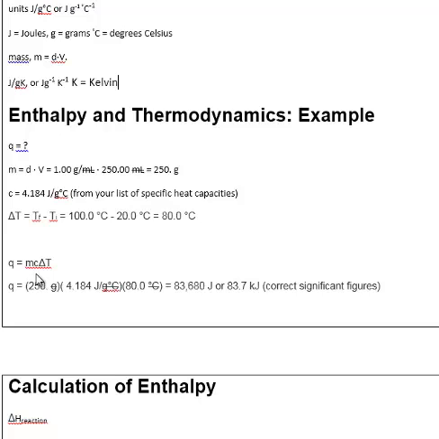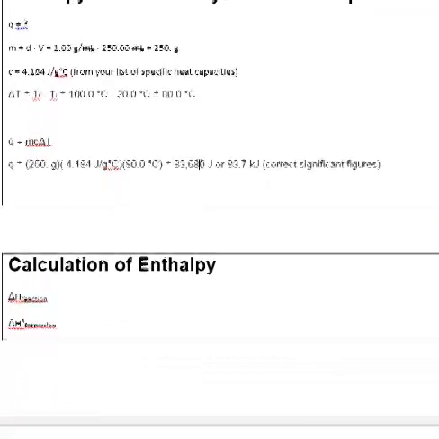Q equals mc delta T. Q equals 250 grams, 4.184 joules per gram degree Celsius, multiplied by 80 degrees Celsius equals 83,680 joules, or 83.7 kilojoules. Correct sig figs, or correct significant figures.